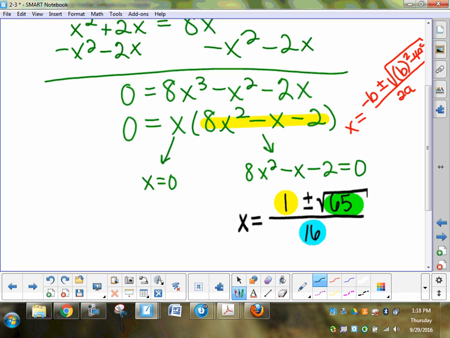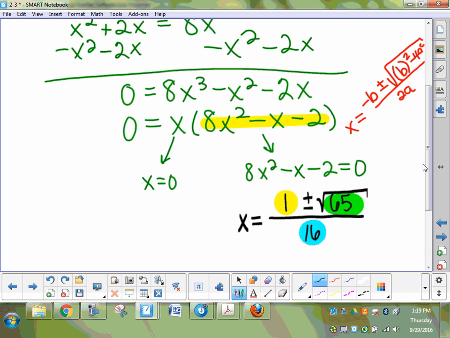Does 9 go in? No. What about 16? Does that go in? No. What about after 16, 25? Does 25 go in? Then 36. Then we did 49. 64. Guess what? You're done. How many answers is this, by the way?